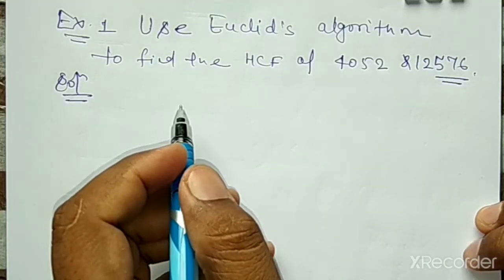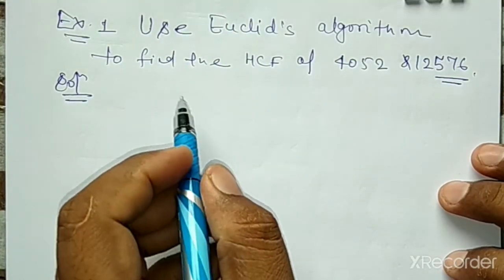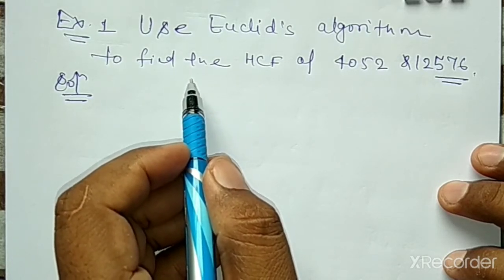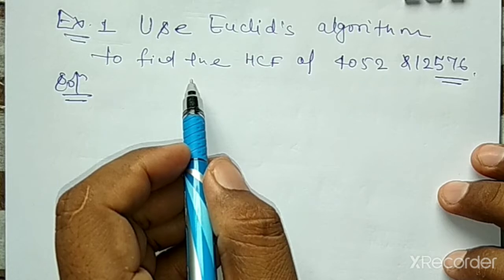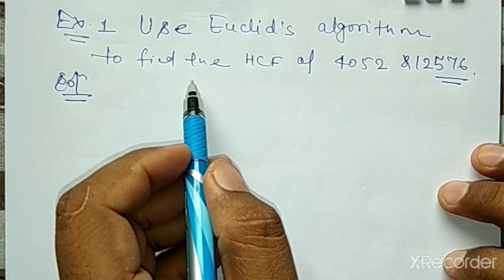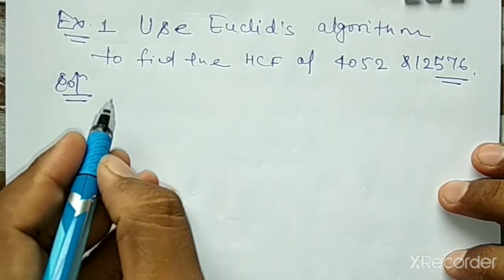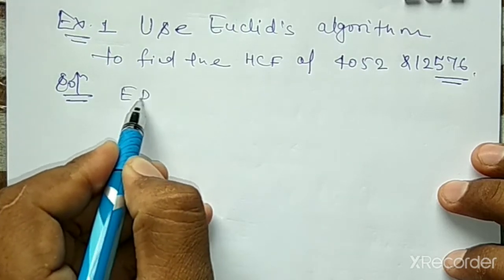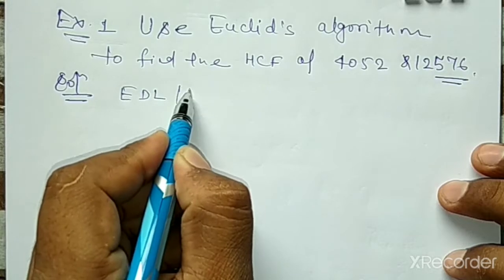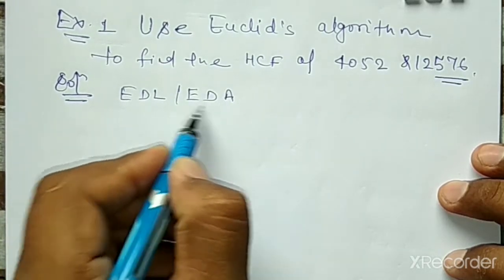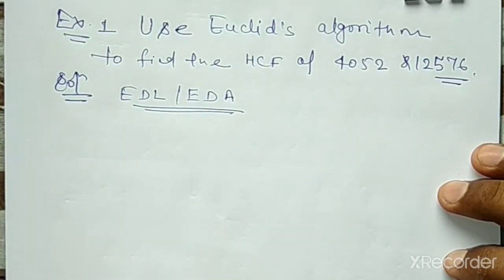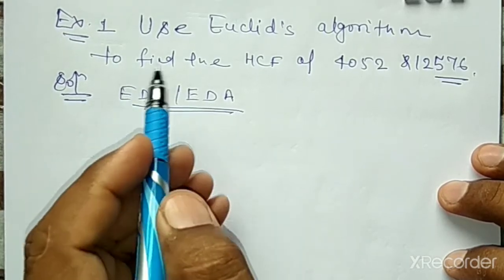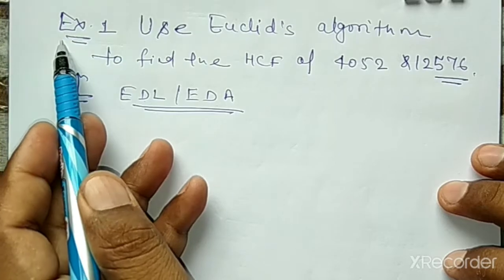After this, we are taking an example that is easy for you to understand the concept of Euclid division lemma or Euclid division algorithm. We can also say it is a Euclid division lemma or Euclid division algorithm. Okay, we treat them as the same. These are the short forms of Euclid division lemma or Euclid division algorithm. Now come to example number 1.